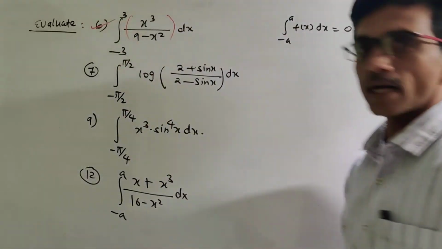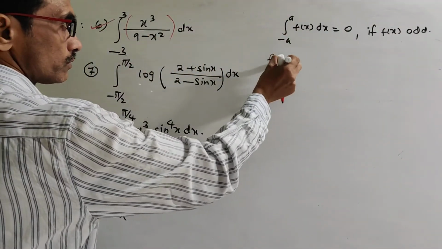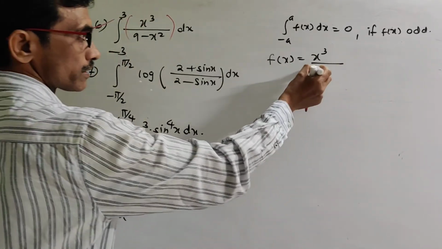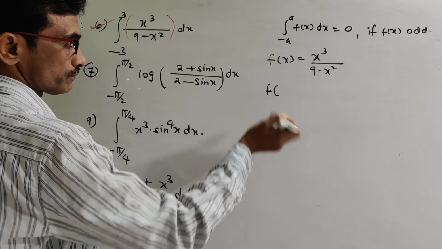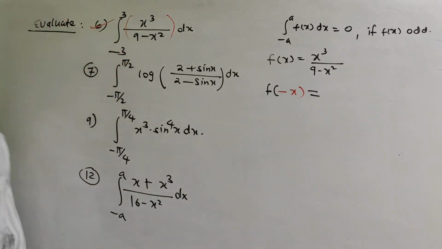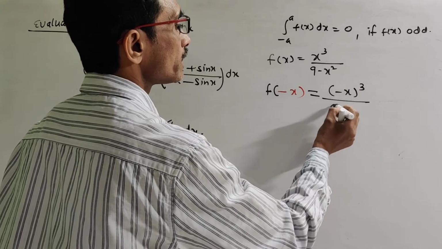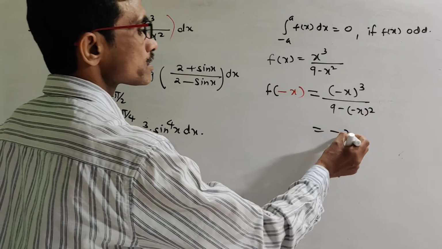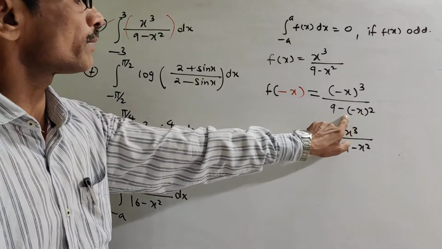First we will prove that it is an odd function. So here f x is equal to x cube upon 9 minus x square. So what will be f of minus x? Here f of minus x will be equal to minus of x cube upon 9 minus of minus x whole square, and it will be minus x cube upon 9 minus x square.